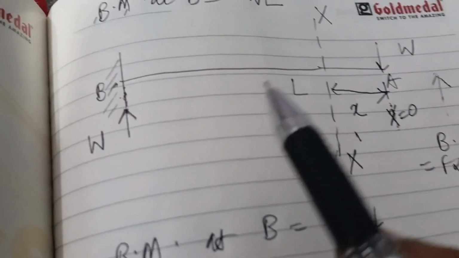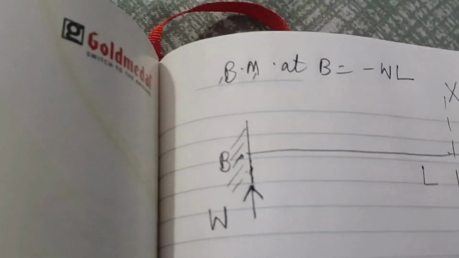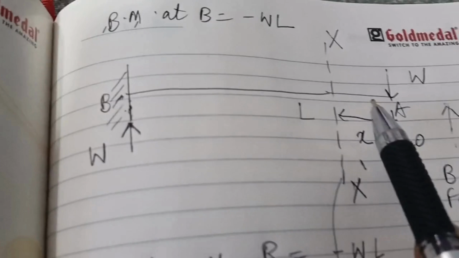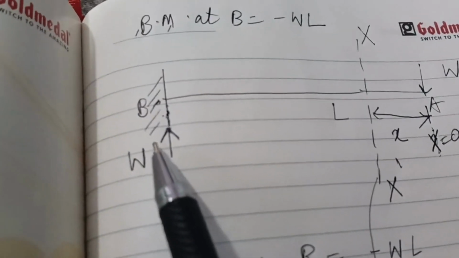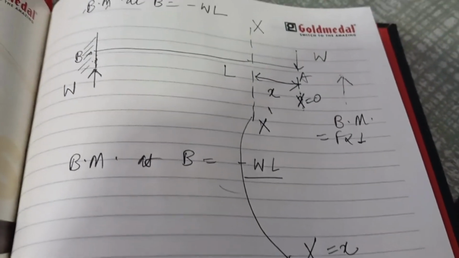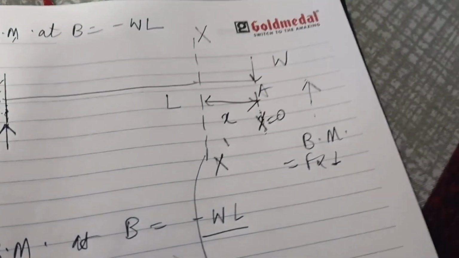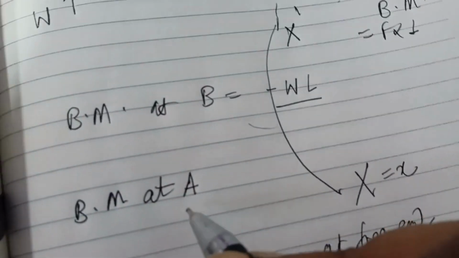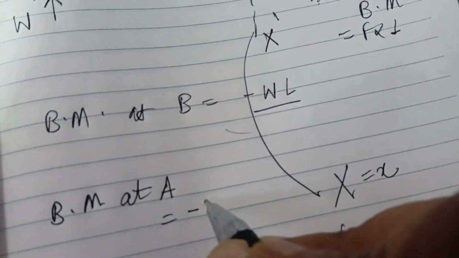This is varying linearly. The magnitude would go on increasing as we progress farther from the free end towards the fixed end. So the bending moment at section xx, which is at a distance small x from the free end, becomes minus wx. Similarly, we can write the bending moment at point A, that is at the free end, is equal to 0.